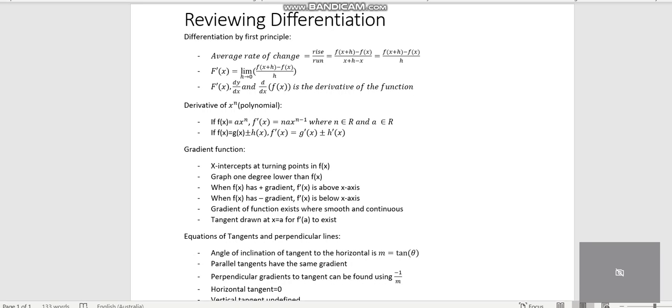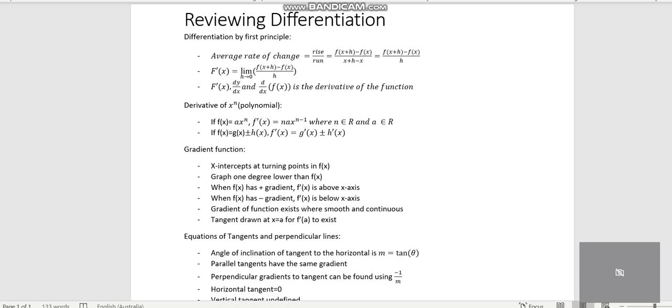And the derivative is f dash of x equals the limit of that as h gets closer to 0. We keep in mind that h can't actually ever touch 0, because you can't divide anything by 0.